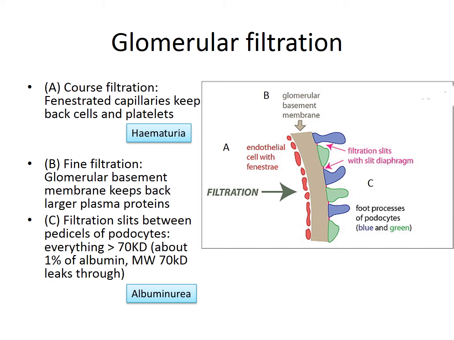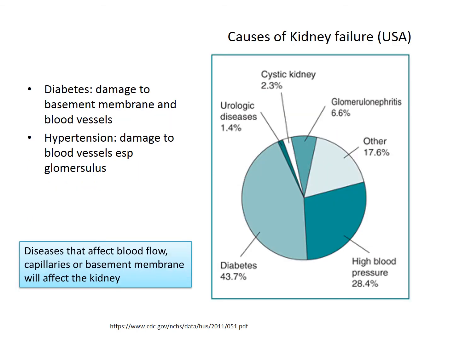Let's move on, and we're continuing this theme of, we've got blood vessels in the kidney, and that means the kidney is likely to be damaged if there's a problem that affects blood vessels. We'll move on to causes of kidney failure here. If you look, the most common cause, at least in the States, and it probably applies to Australia, 44%, diabetes.